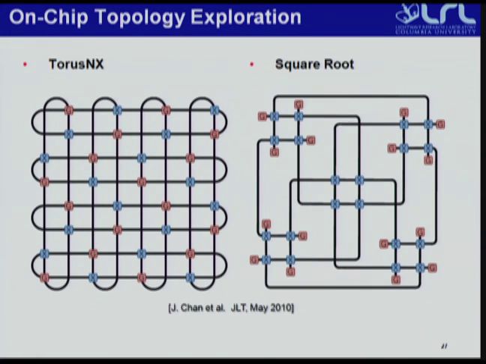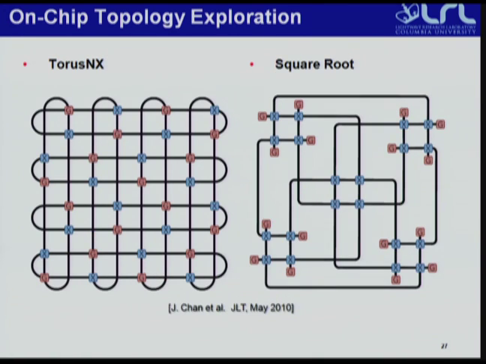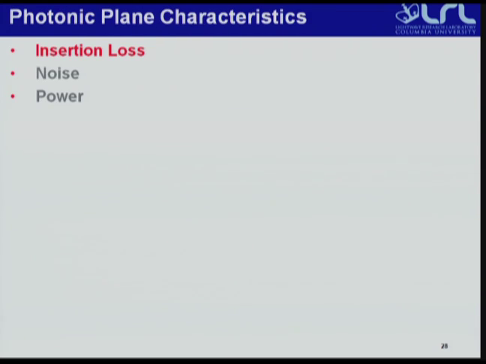So what we see here is another torus. We call it torus NX, for torus no crossings, or at least fewer crossings, where it's a much simpler design, obviously, than the original photonic torus. And we do that with a modified 4x4 design. And also a wacky topology that we called the square root, again aimed at minimizing insertion loss.